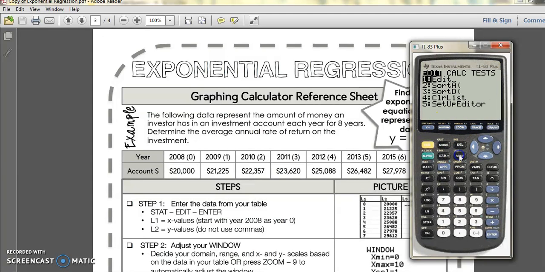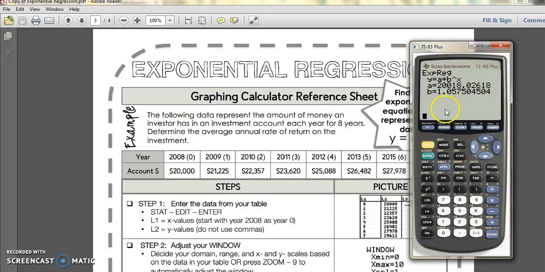So I'm going to go back to Stat, arrow over to Calc. The linear regression, the line of best fit, is what we did when we had linear data. This is not linear, this is exponential. So we're going to arrow all the way down to 0 and hit Enter. I'm going to hit Enter once, and you might have to hit Enter several times.